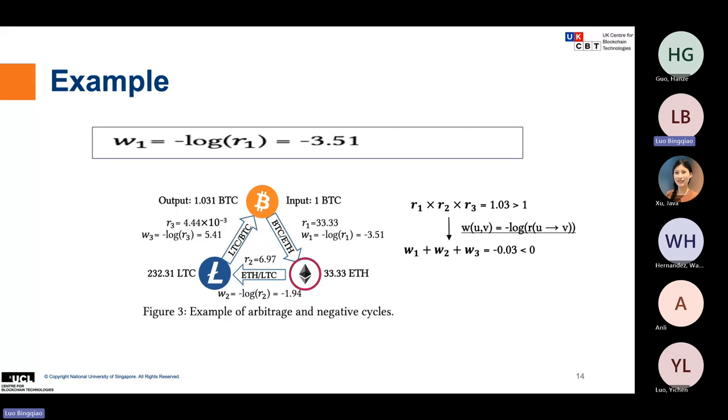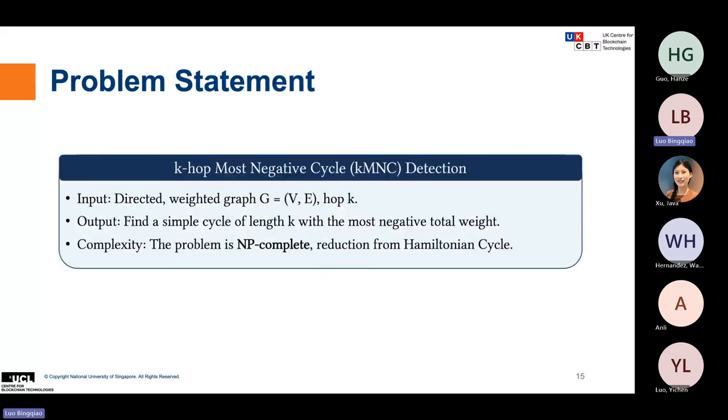With this transformation, it allows us to formalize this financial data science task as a graph-related problem, which we call K-hop most negative cycle detection. The input is a directed weighted graph and a hop constraint K. The output is a simple cycle of exact length K with the most negative total weight. This is an NP-complete problem.